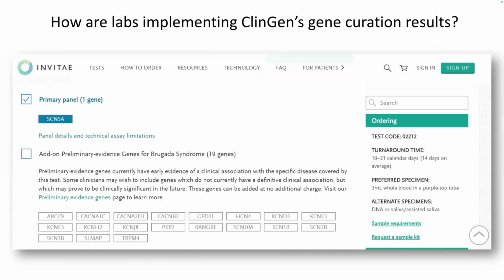And so this is a screenshot from Invitae where they removed all of those genes from their testing panel and just included one. Of course, they still had the add-on for the other genes if a clinician wanted to choose that. But they entirely deleted all of the other genes from their panel based on ClinGen's curations.